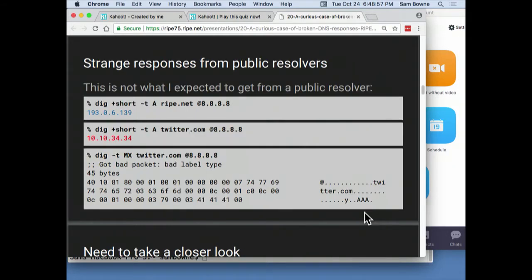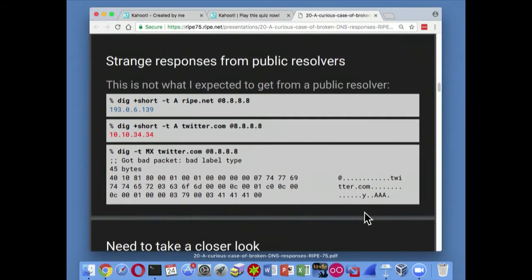So here's what he got. He went to a public resolver, and he got an answer from RIPE. Here's an answer for Twitter that is a private address, which is kind of nuts. Here you go to twitter.com and you get a defective answer that doesn't even contain the answer. You get a deformed answer. So you said, why in the world is a huge company like Twitter handing out wrong answers for DNS and broken answers for DNS? That's an interesting question.